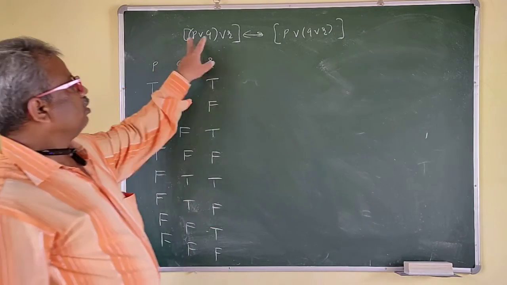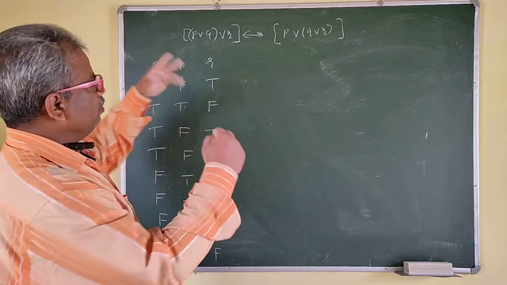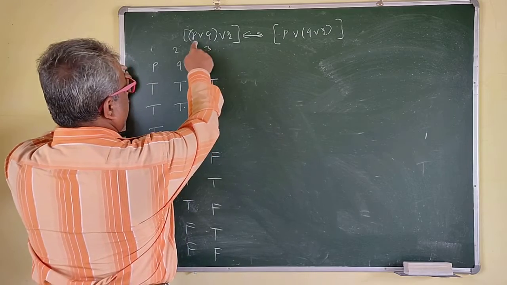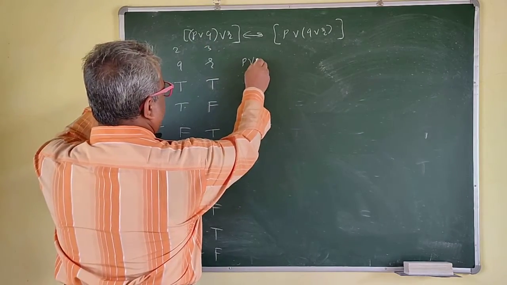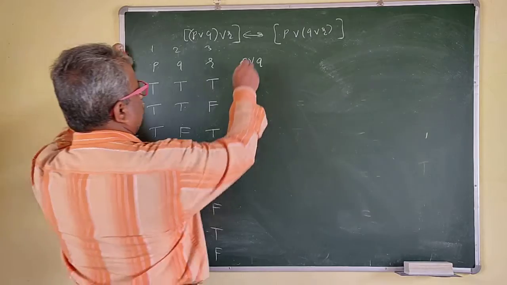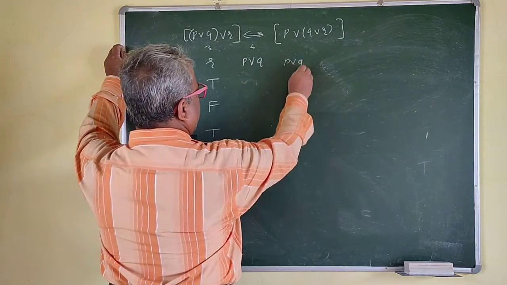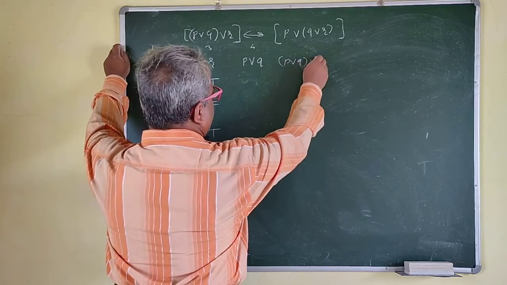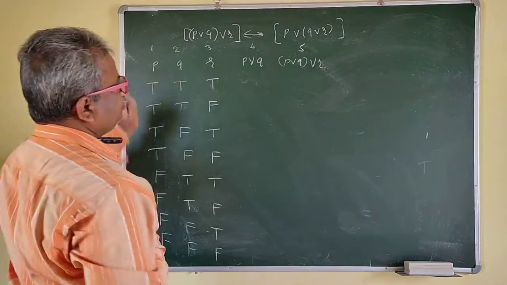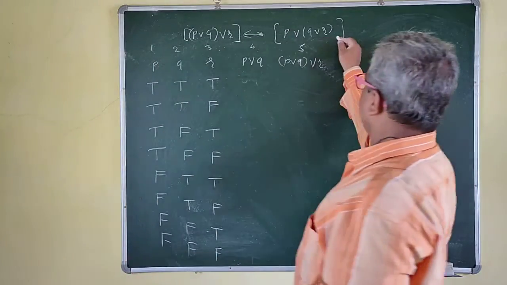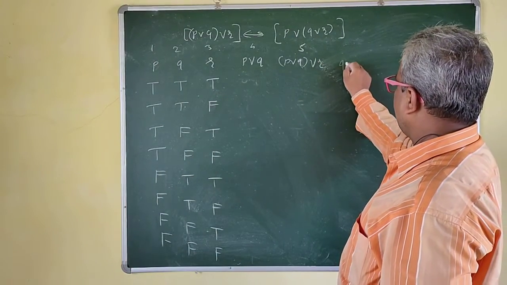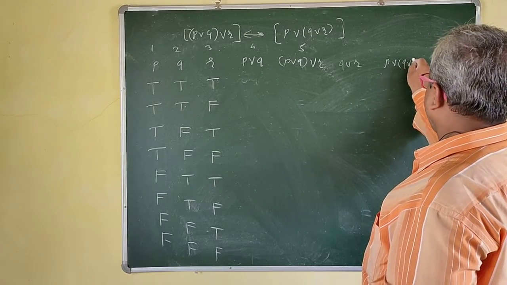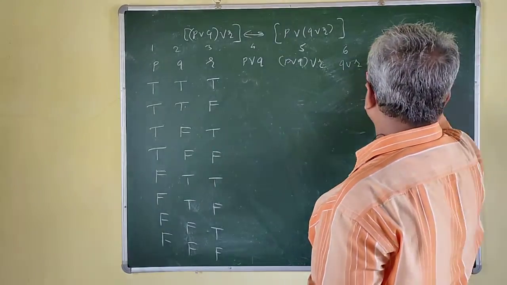Now we'll complete this bracket, then we'll do this, right? So we'll write here 1, 2, 3, 4. First we'll complete this bracket. So this is P ∧ R, right? This is your 4. Then Q ∨ R. This is your 5th. Now find Q ∨ R. Then P ∧ R. This is 6. This is 7.